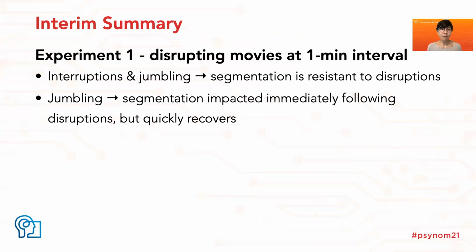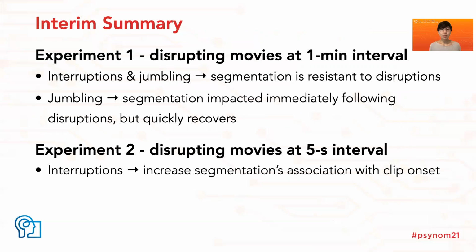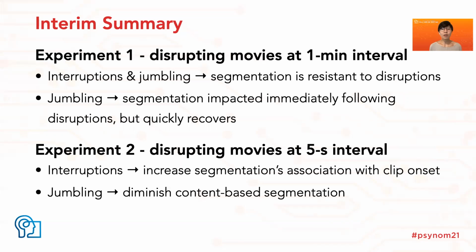And when disruptions affect coherence of the narrative, segmentation immediately following the disruption is impacted, but it also quickly recovers. But when movies are extremely disrupted at every 5-second interval in experiment 2, we see a more severe influence on segmentation. Interrupting the movie increases segmentation based on clip onset, and jumbling the movies diminishes segmentation based on movie content.